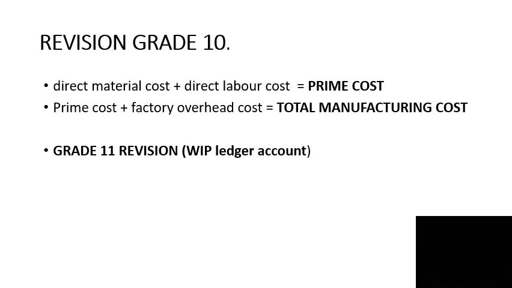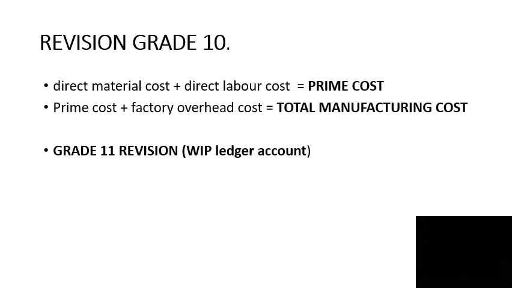This is the same information which we recorded in the work in process ledger account that we are going to be recording in the production cost statement. In the work in process, on the debit side, we had opening stock of work in process, direct material costs, direct labor costs, and factory overhead costs. On the credit side, we had closing stock of work in process.